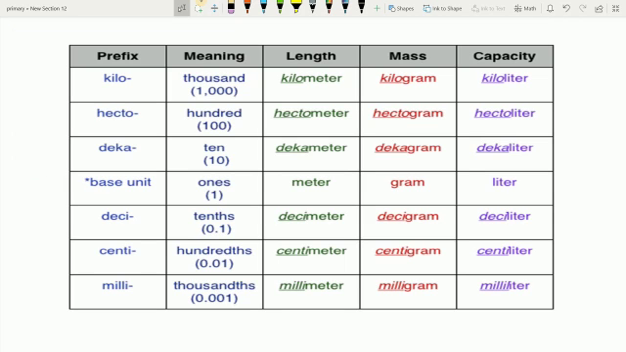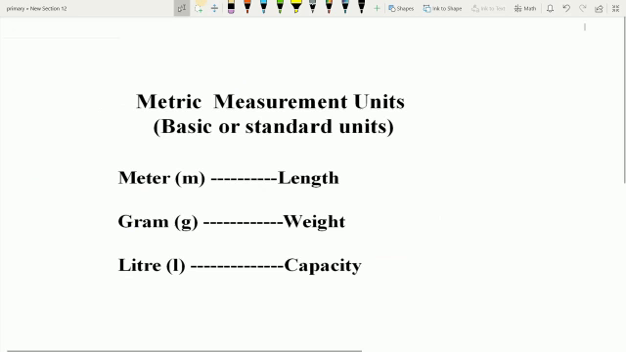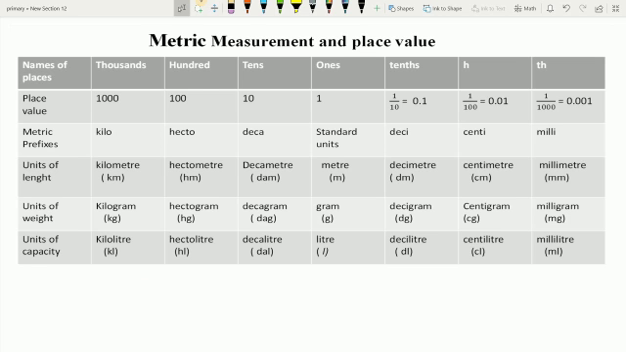But nowadays we are very lucky because we are using the metric system of measurement. So let's start. Three basic units of the metric system are meter for measuring length, gram for measuring weight and liter for measuring capacity. In our daily life, we often need to use many other units bigger and smaller than these units. So let's get to know them through this table.